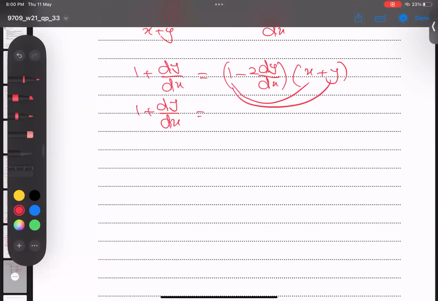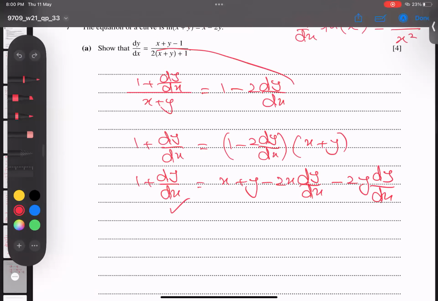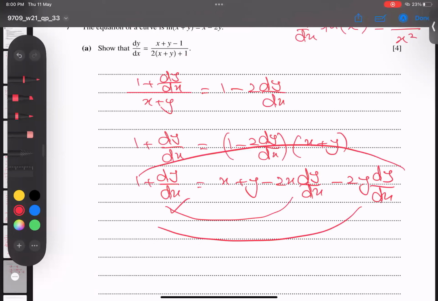1 multiplied with both values, we get x plus y. This multiplied with both values, negative 2x dy over dx, negative 2y dy over dx. So we have 3 dy over dx, you can see. Okay, and what is my target? Under it, every value is positive. It means I will bring it here, I'll bring it here, and this one will go on the right side.